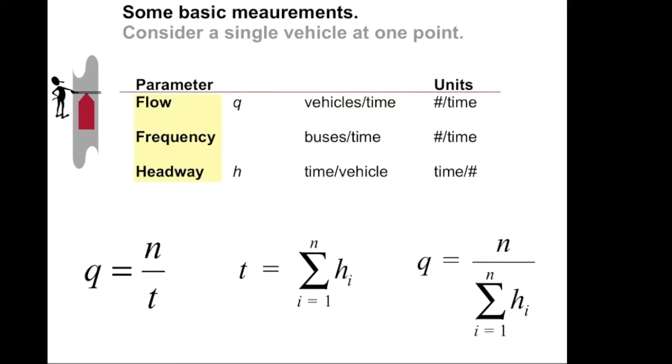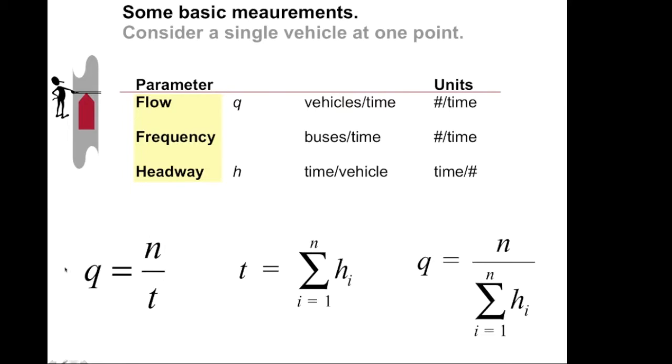So we've seen a few parameters so far. We'll abbreviate flow with the letter Q. Flow is measured in units of vehicles per time, and I've abbreviated that with the number sign per time. Frequency is the number of vehicles per time. It's the same. Headway is the inverse of frequency, which is the time per vehicle. It's also the inverse of flow.